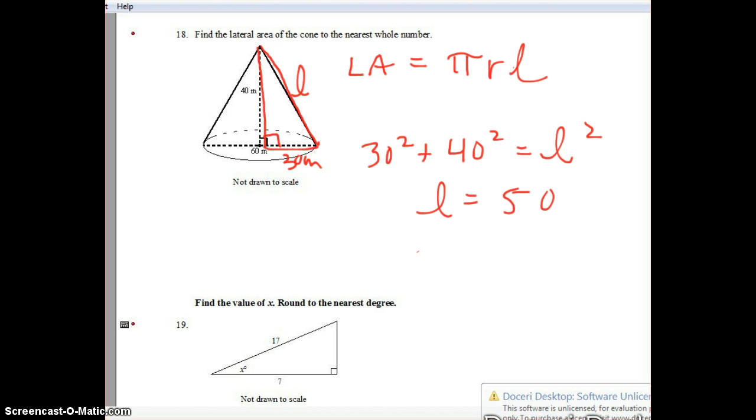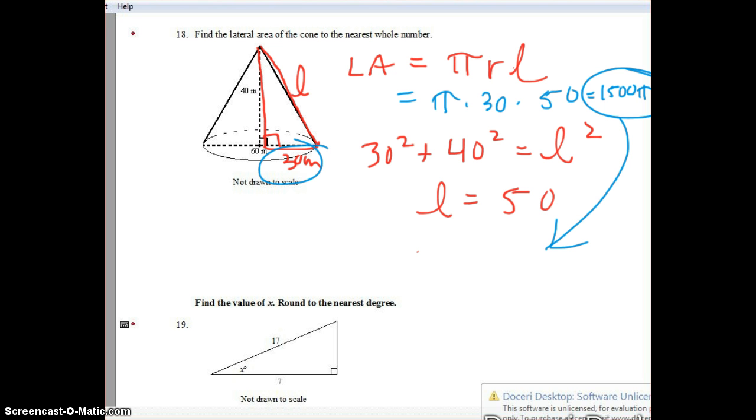And we can fill in our formula then. We have pi, we have the radius, which was 30, and then the slant height is 50. And that gives me a value of 1500 pi, which simplifies to 4,712 meters squared.